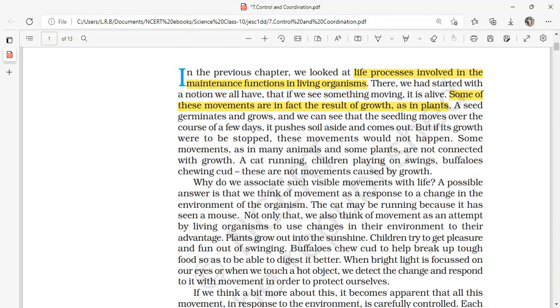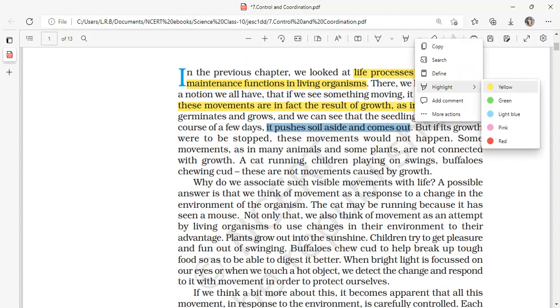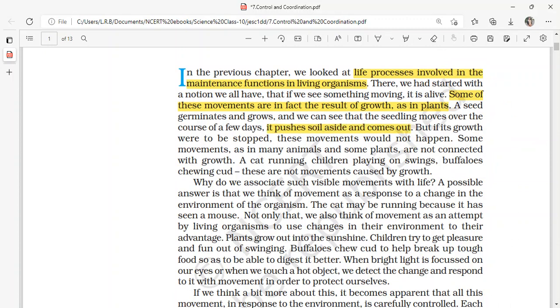A seed germinates and grows, and we can see that the seedling moves over the course of a few days. It pushes the soil aside and comes out, isn't it? So this is the mechanism by which the seed sprouts out from the soil in which it was sown. But if its growth were to be stopped, these movements would not happen, isn't it? So then it would become a dead thing.